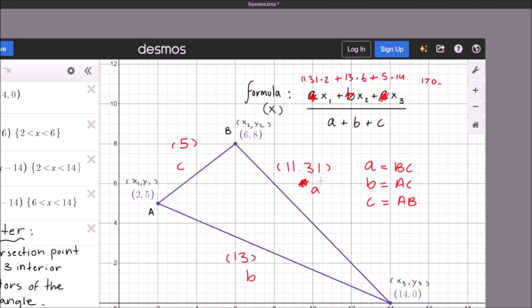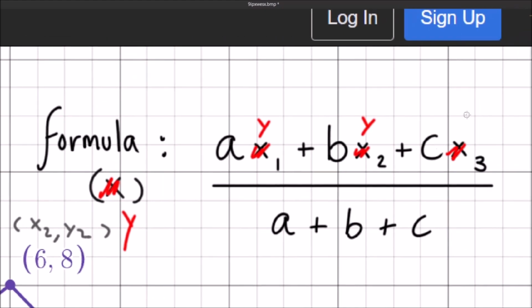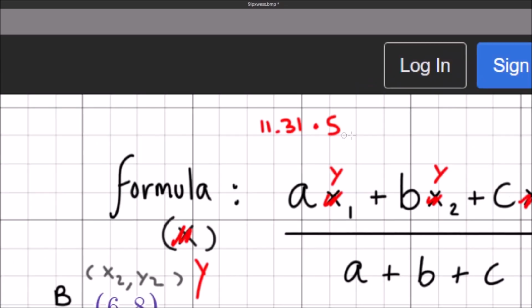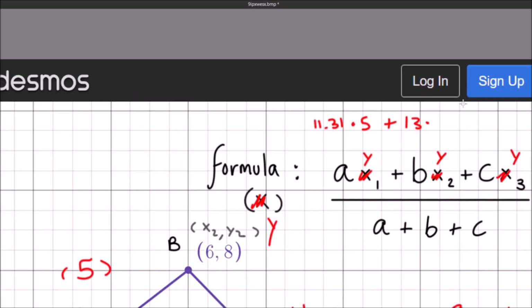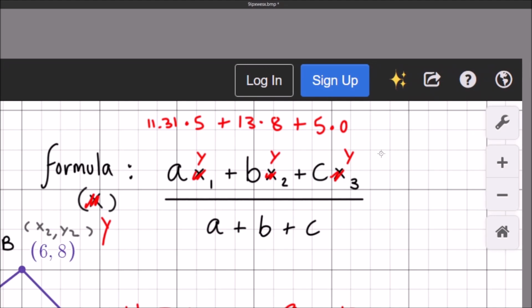The y coordinate. Just change anything that says x with y. It's this simple. So now we have 11.31 times 5 plus 13 times 8 plus 5 times 0. That's 5 times 0, which is 0. That gives 160.55.